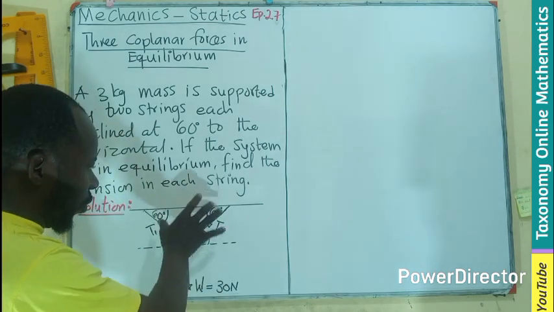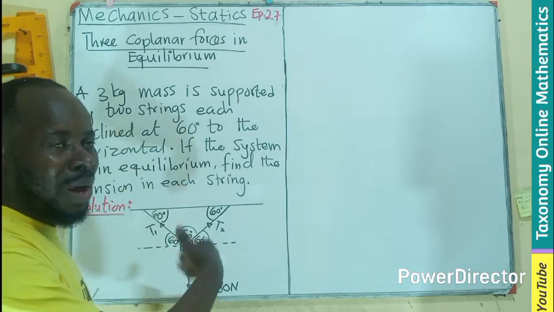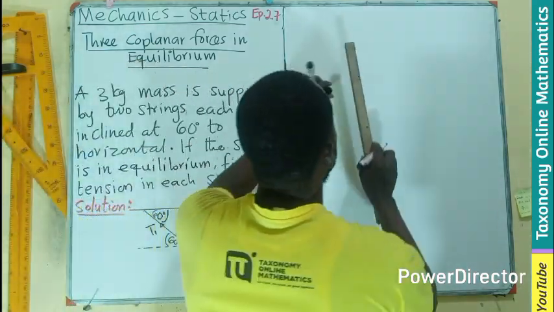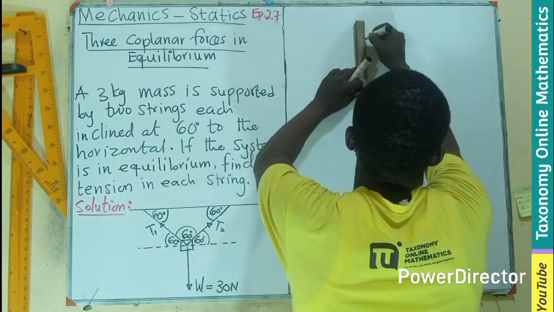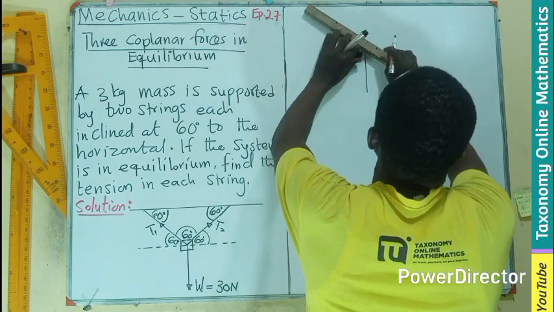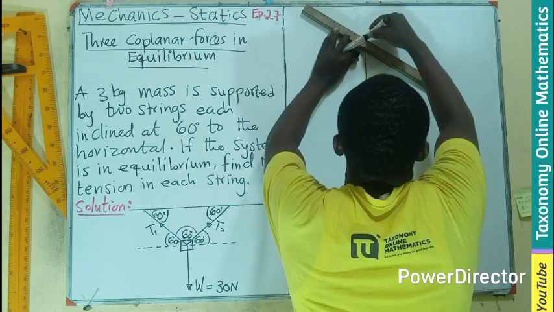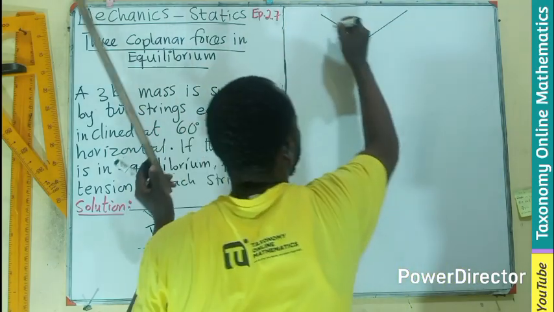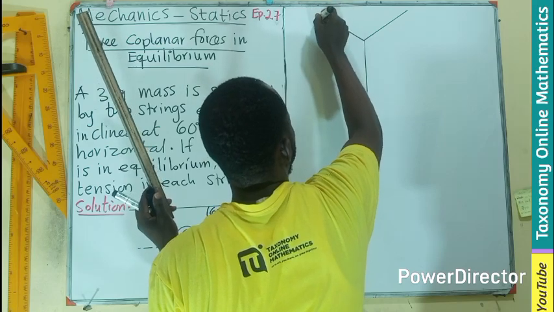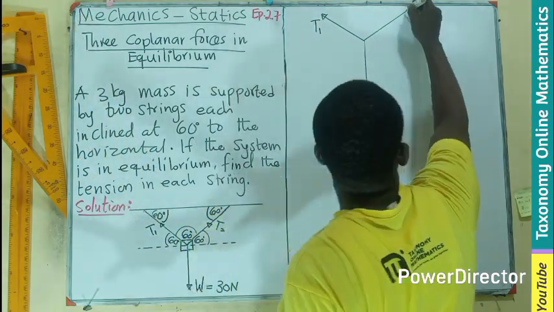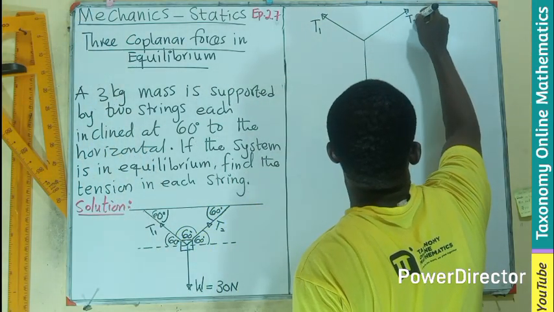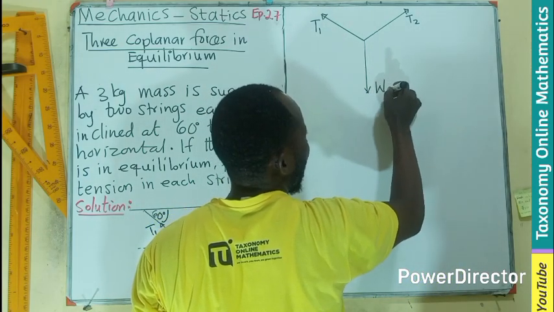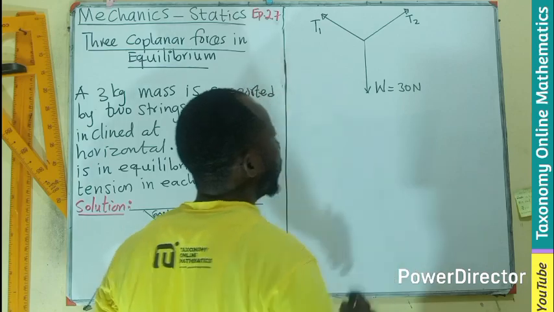So now that we are able to do this as a representation of what the question is saying, we can see that it can be redrawn as the Lami's theorem we discussed at the introduction. So this is going to be the first force that we have, which is tension 1. The second force we have is tension 2. The third force is W, which we have as 30 Newton.